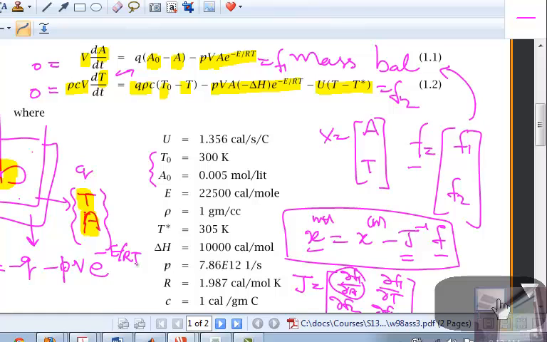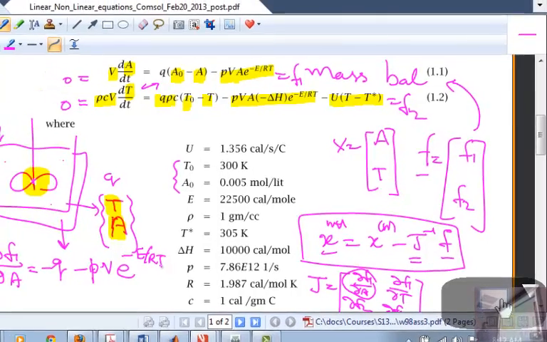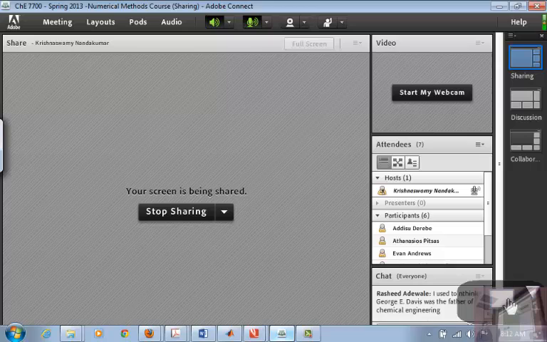When you do it with T, what will you find? Of course, the first term will be 0. The second one will be minus PVA times e to the power minus E over RT multiplied by the derivative of minus E over RT, which is plus E over RT squared. So you need to calculate that analytically and be able to program that. Any questions? Are there any questions from people in PI?